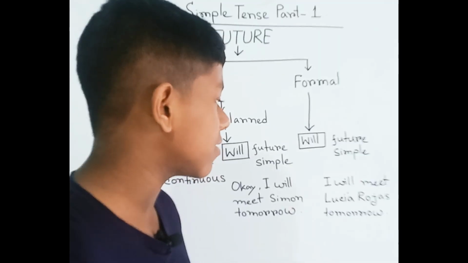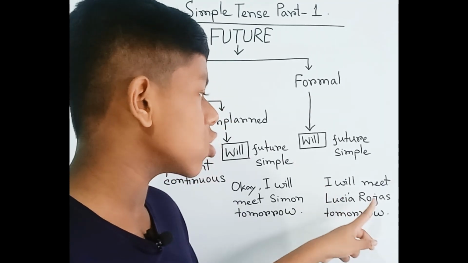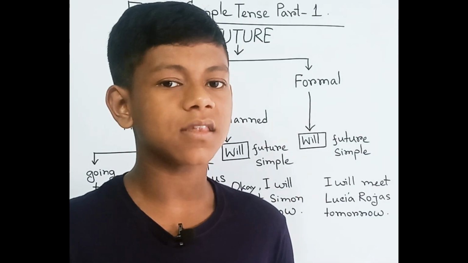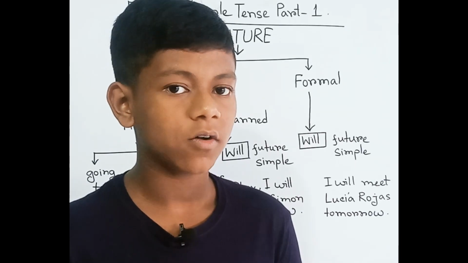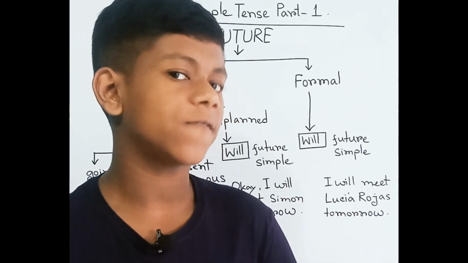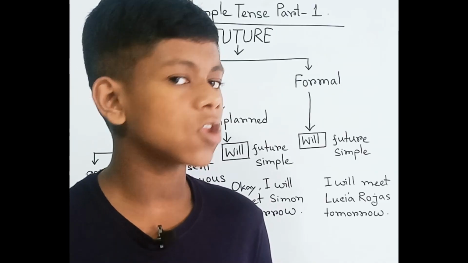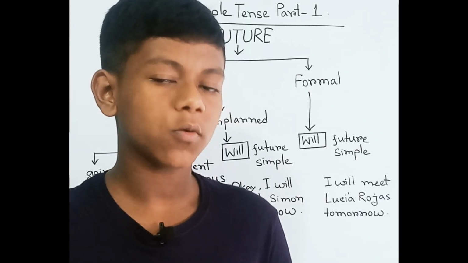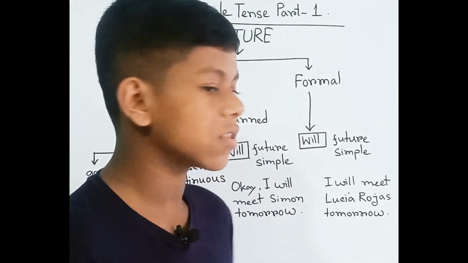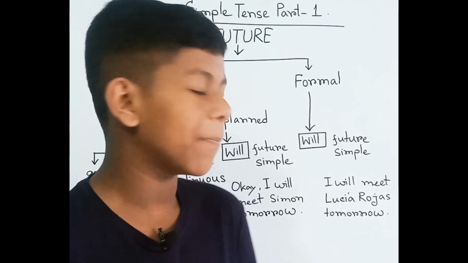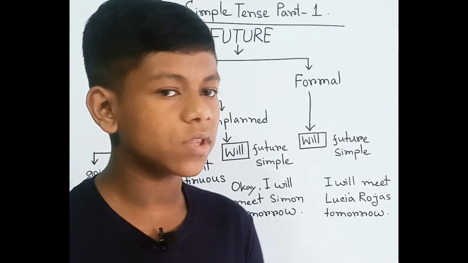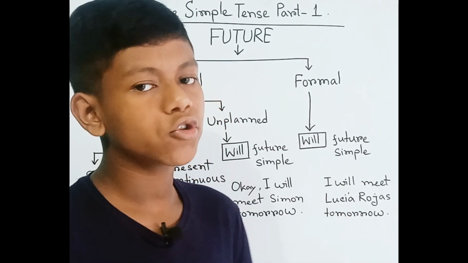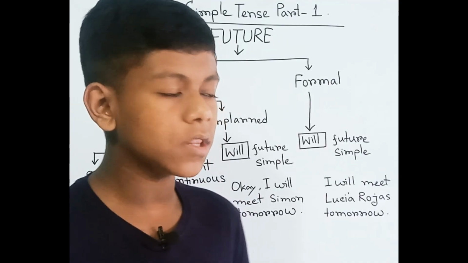For example, I will meet Lucia Rogers tomorrow. It indicates that it happens after now, which means it will happen in the future. Not now, not present, not past. The past won't be, the present won't be. The work will happen after now. On which time will it happen? Tomorrow. That's why we have used will, and then we have to use the base form of the verb. I will meet Lucia Rogers tomorrow. So we have already understood the formal.